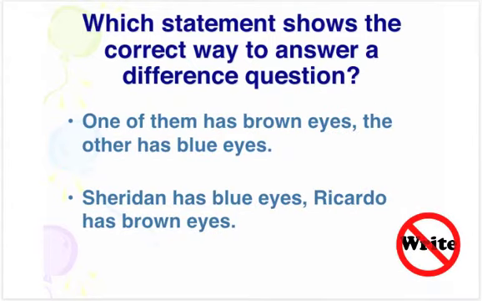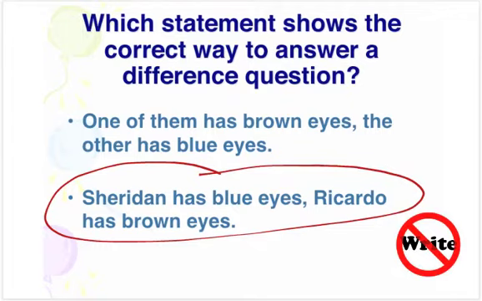How about this one? One of them has brown eyes, the other has blue eyes, or Sheridan has blue eyes, Ricardo has brown eyes. Which one is the correct way to answer that difference question? This one? Yes. Why? Right, because it said which one was which.